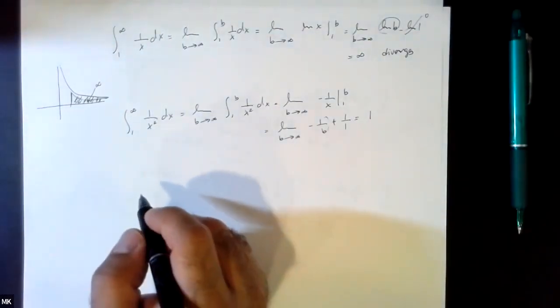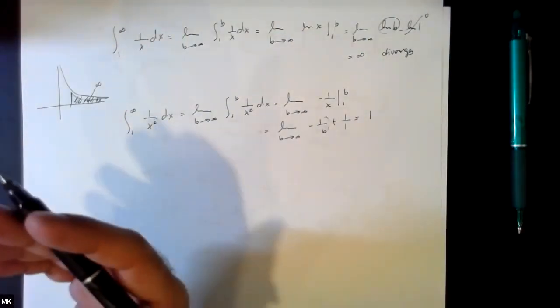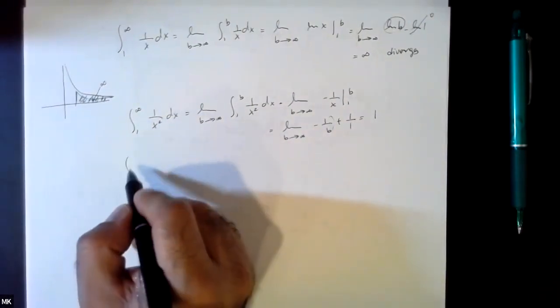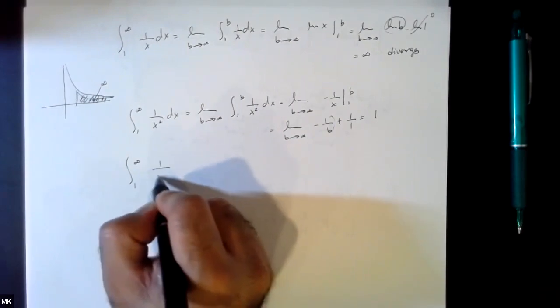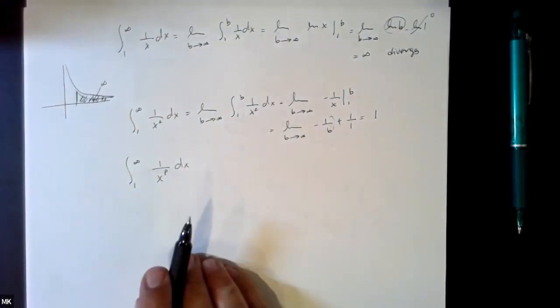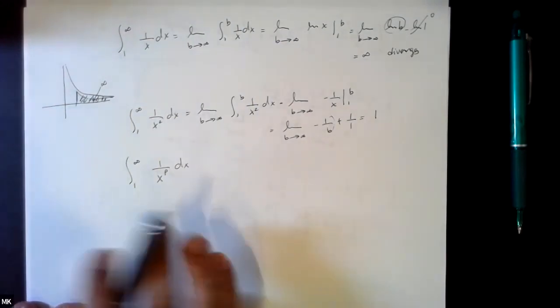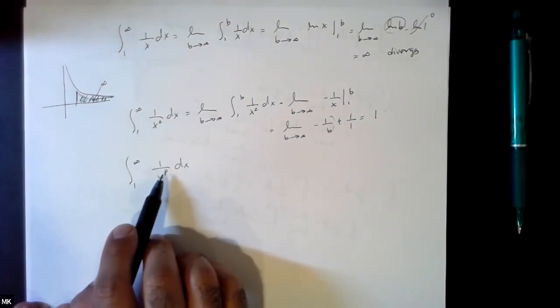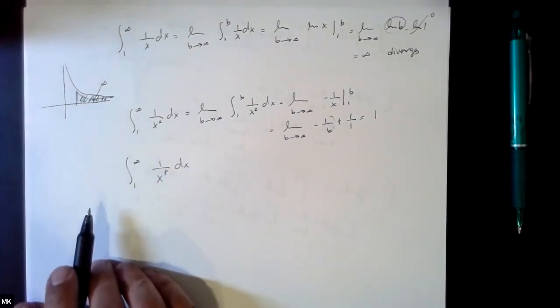So let's consider the case where we have the integral from 1 to infinity of 1 over x to the p. Let's see what happens here. This is the specific type of function we're talking about, 1 over x to the p, and p can be any number. Any number.